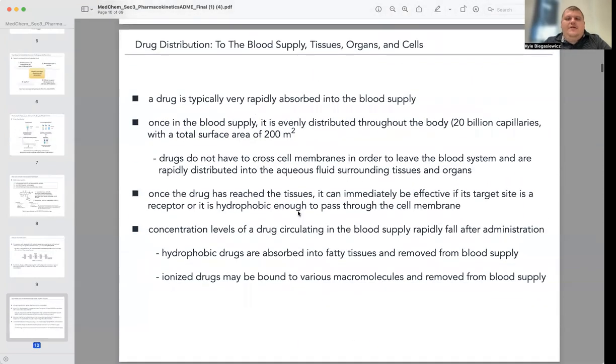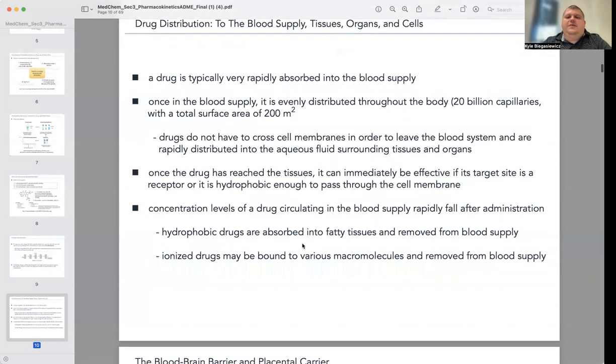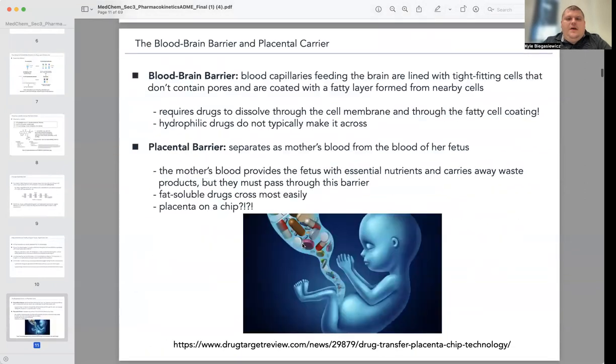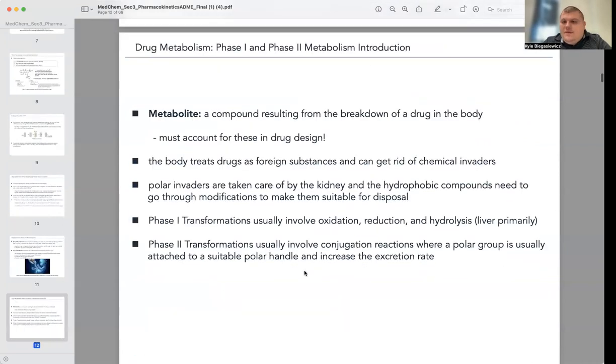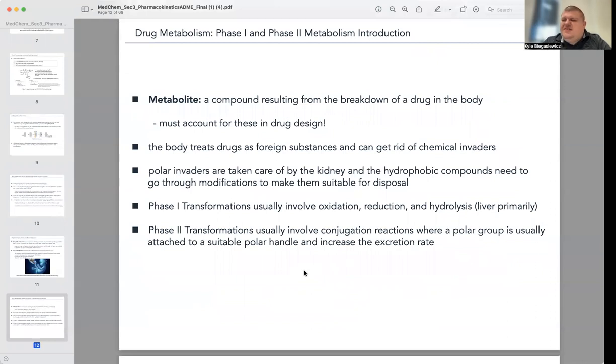Slide 10, drug distribution to the blood supply, tissues, organs, and cells. Having working appreciation for that, but I would say that not terribly important. I would maybe visit this slide for just a little bit. Blood-brain barrier and placental barrier will not be on your exam. That's slide 11.